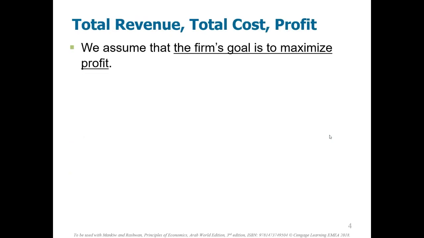So first we define something. Profit is equal to total revenue minus total cost. Everyone knows that. Total revenue is P times Q. Total cost is fixed cost plus variable cost.